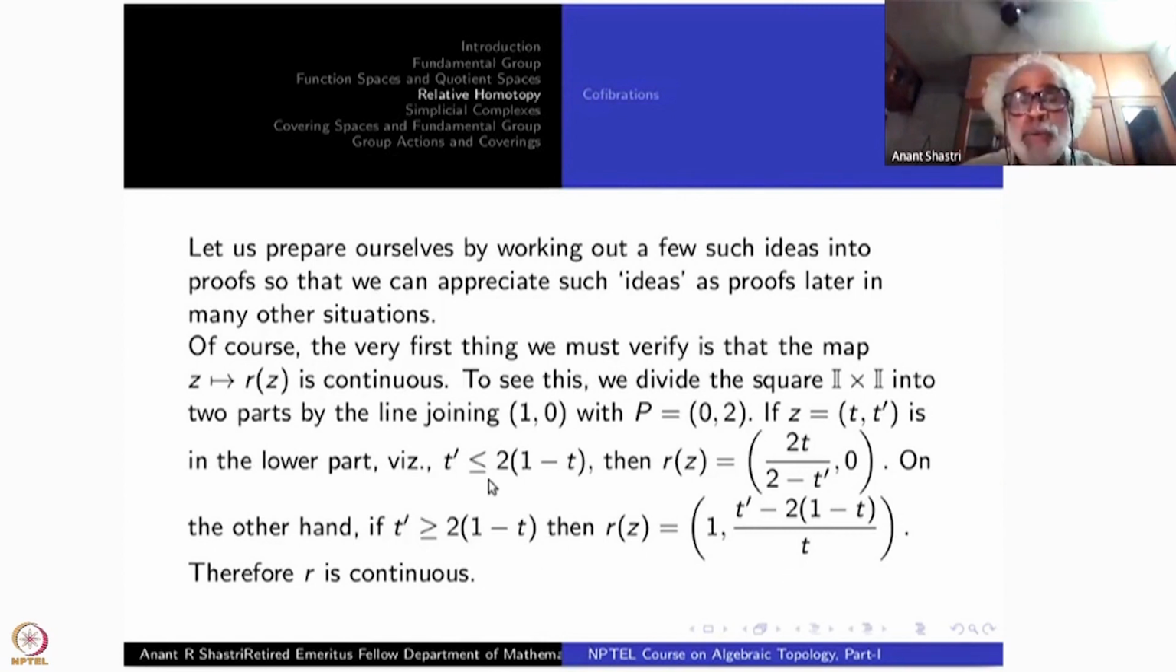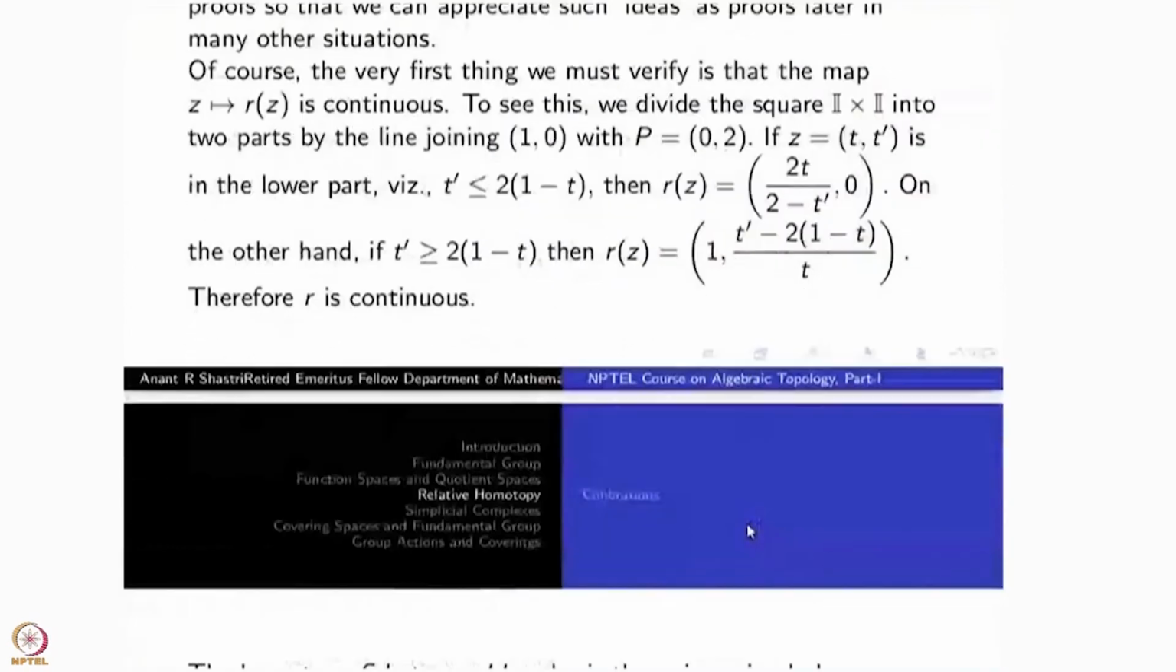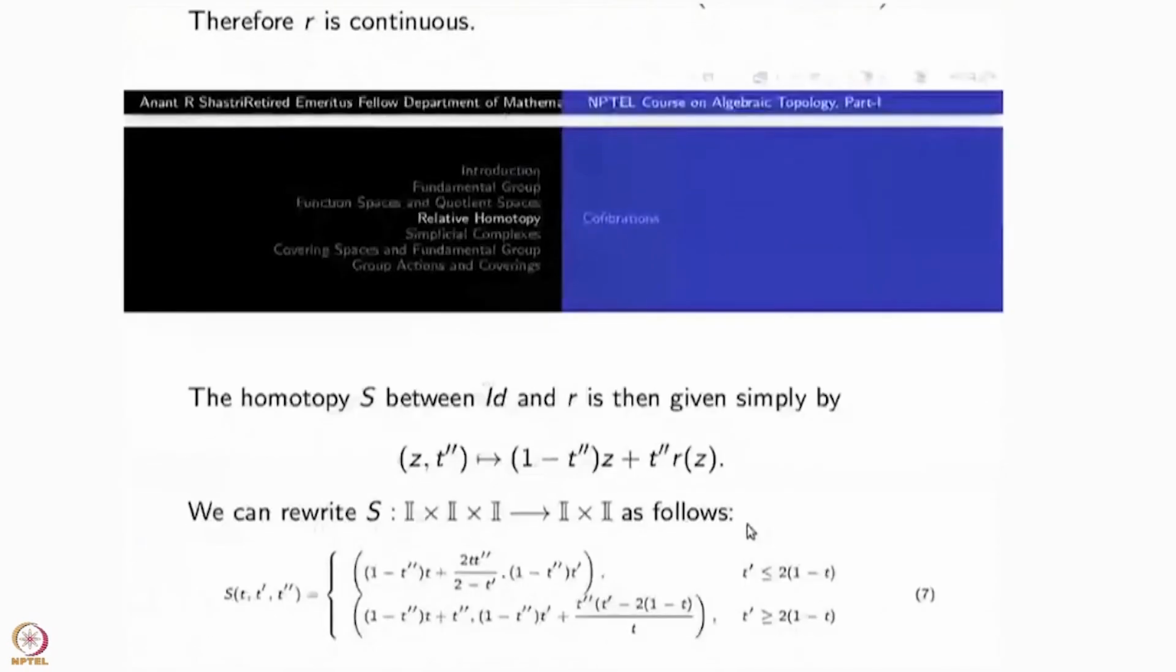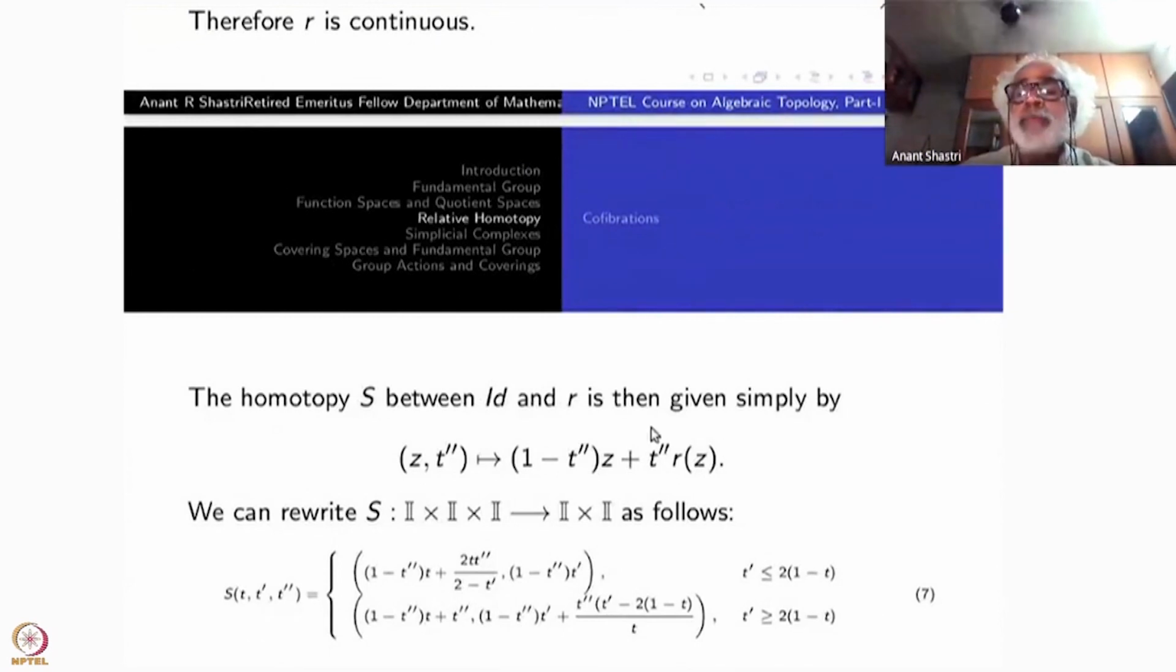So on that line itself, both these formulas will agree. Namely, the entire line goes to (1,0). Therefore, this is a continuous function. After that, the homotopy between identity and R is just easy. Namely, it is (1 minus t'') z plus t'' rz.